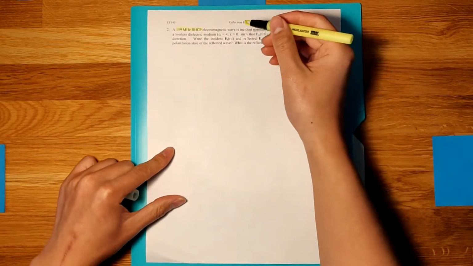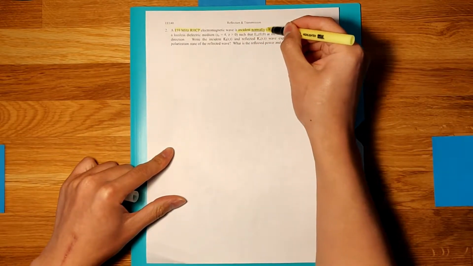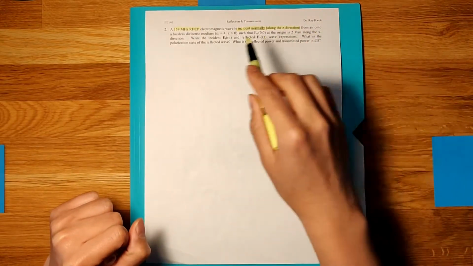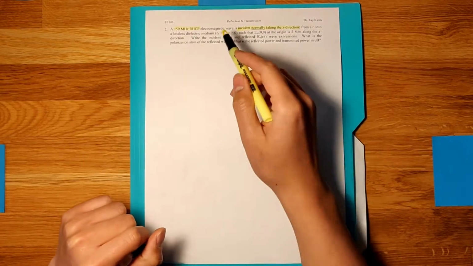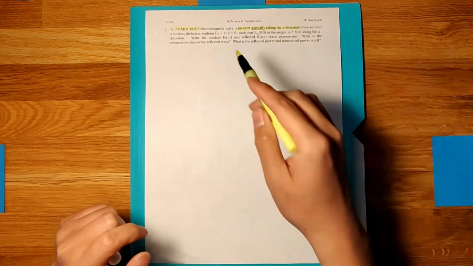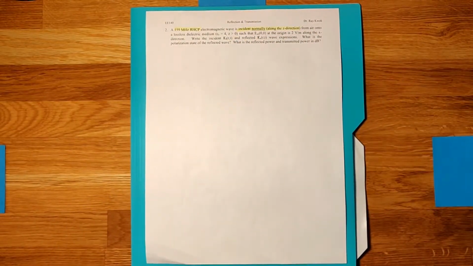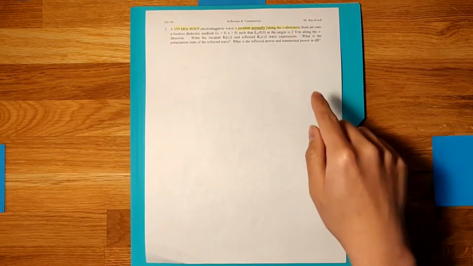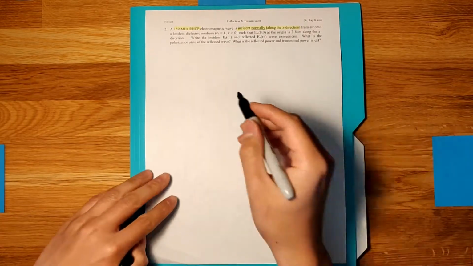It's also stated that it's incident normally along the z direction, and it goes from air onto a dielectric medium that has a dielectric constant of 4 when z is greater than 0. And it's also stated that E0I at the origin is 2 volts per meter along the x direction. So I'm just going to draw what we know first.